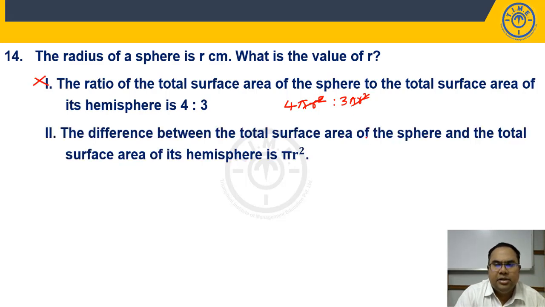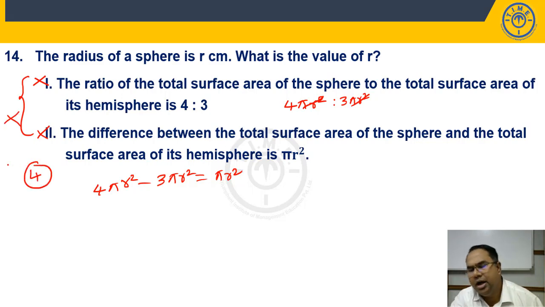Second, difference between total surface area of a sphere and total surface area of a hemisphere. 4 pi r square minus the hemisphere's 3 pi r square is equal to pi r square. He is saying it is equal to pi r square. We don't have additional information. If we combine also, we cannot answer the question. Data is not sufficient. Answer choice 4.